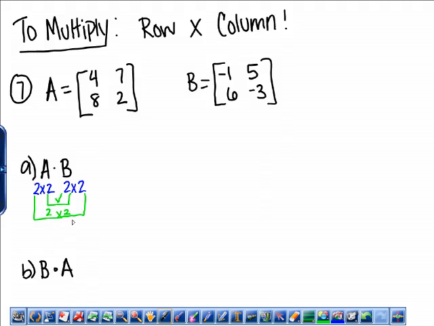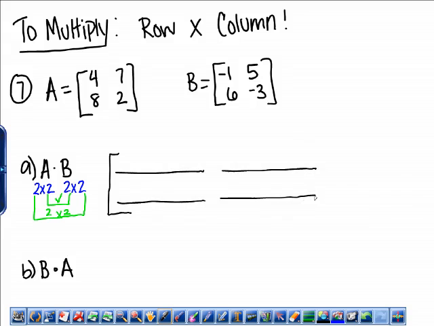This is going to seem weird at first, but I want you just to stay with me. My solution matrix is going to be a 2 by 2, so that means I'm going to have 4 entries in it. 1, 2, 3, 4. I'm drawing these long for a reason. You'll see.